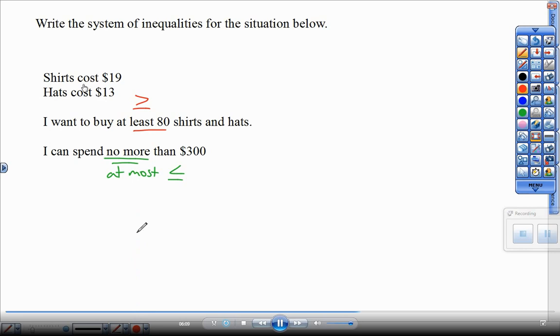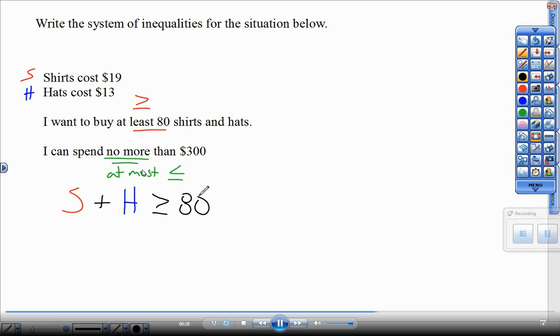I'm going to use S as shirts, H as hats. I'm going to do this first situation right here. I want to buy at least 80 shirts and hats. The total number of shirts and hats, adding them together, is at least, more than or equal to, 80. That's my first equation. The number of shirts and hats added up total is at least 80. 80 or more. 81, 82, 100.